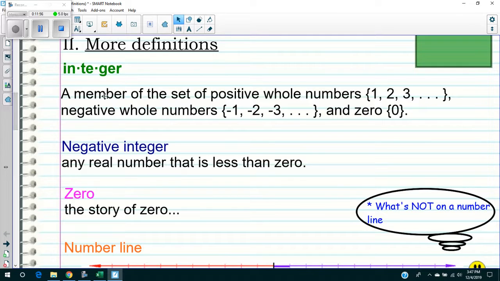What's an integer? It's a member of the set of positive whole numbers, right? All positive numbers, 1 to infinity. Negative whole numbers, right? Negative 1 to negative infinity, and 0. That's it. Okay, what's a negative integer? Any number that's less than 0.